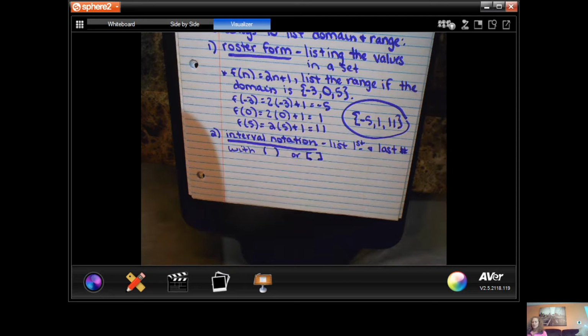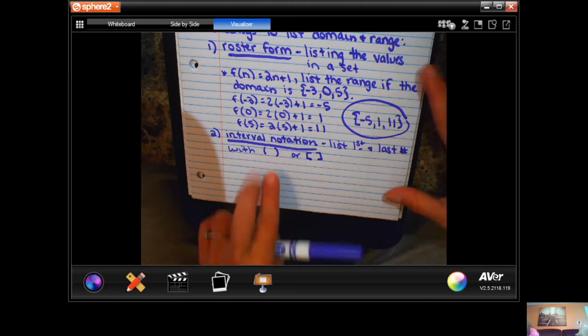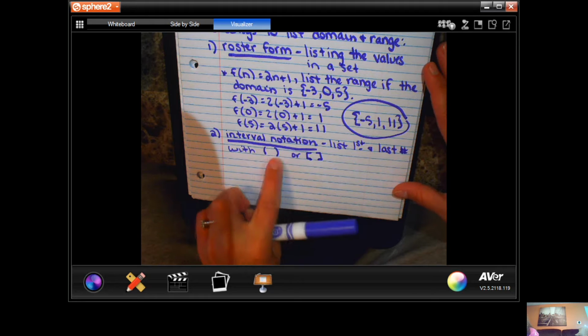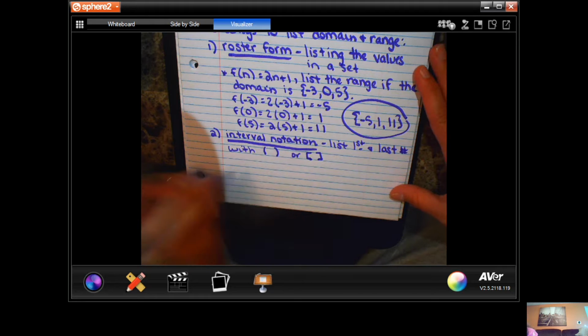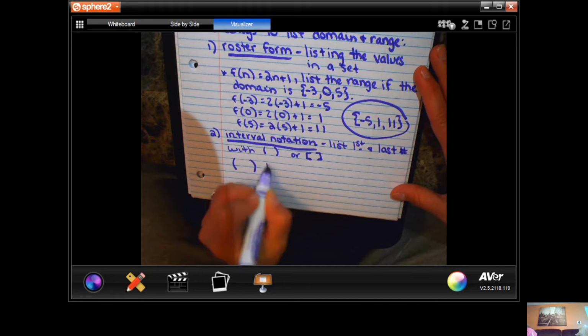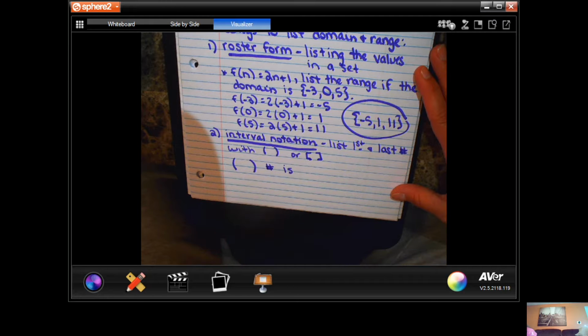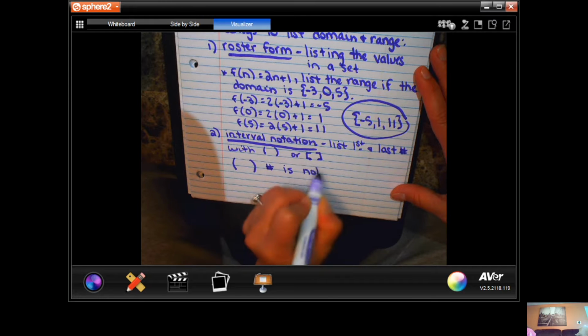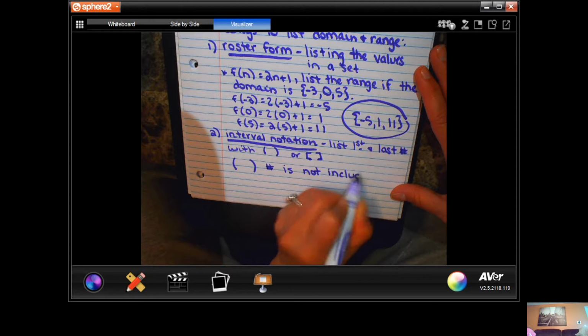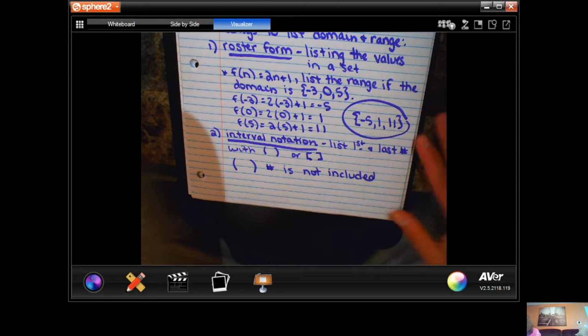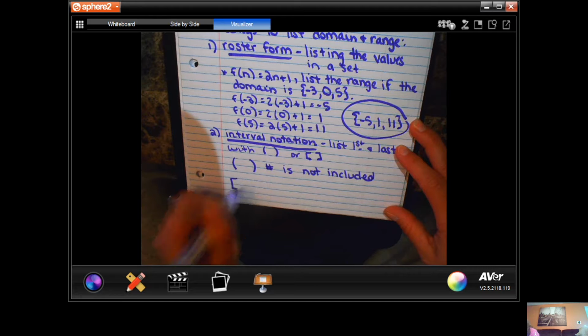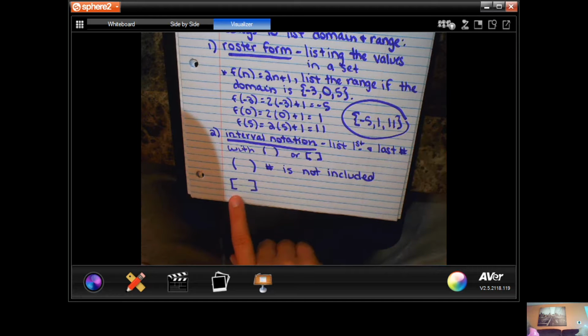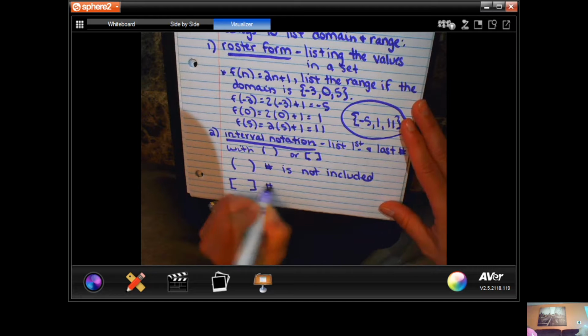And I'm going to explain what those are. So if we're listing a domain and range this time, if we list it in interval notation, we'll have parentheses around the numbers or brackets. This is what they mean. If you have parentheses around the number, that means the number is not included. So can you write number is not included? And I'll give you an example. If we have brackets next to the numbers, so these are not squiggly brackets, that means the number is included.